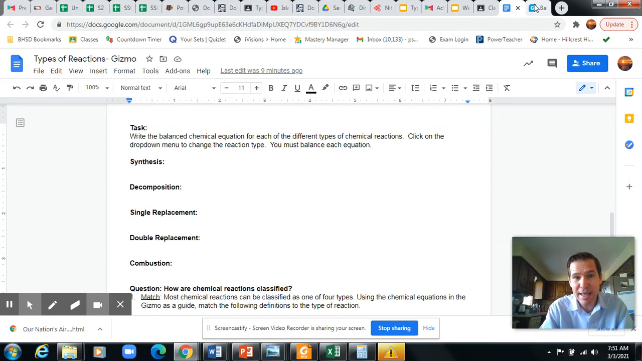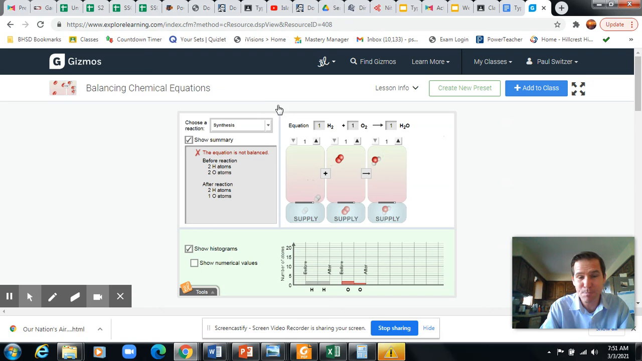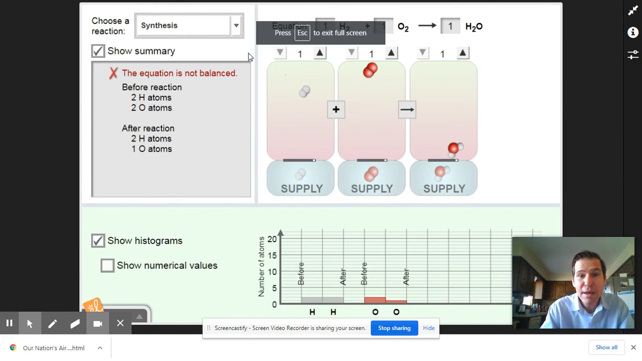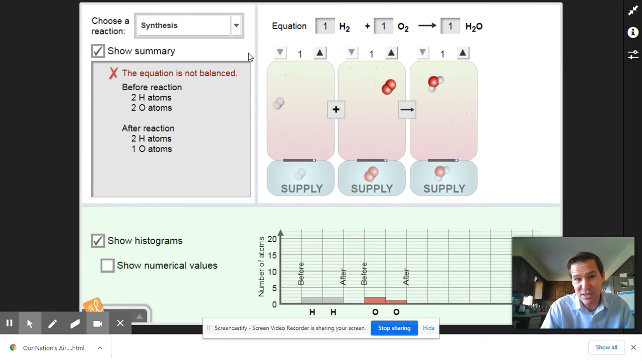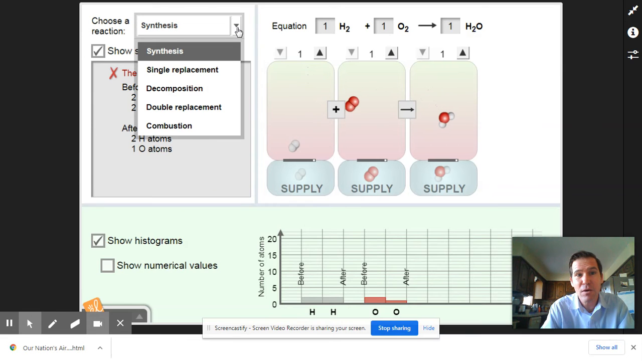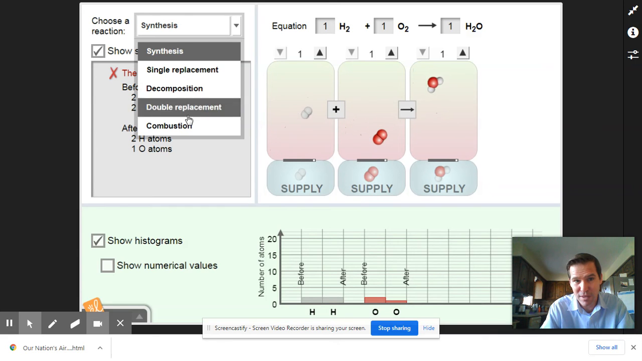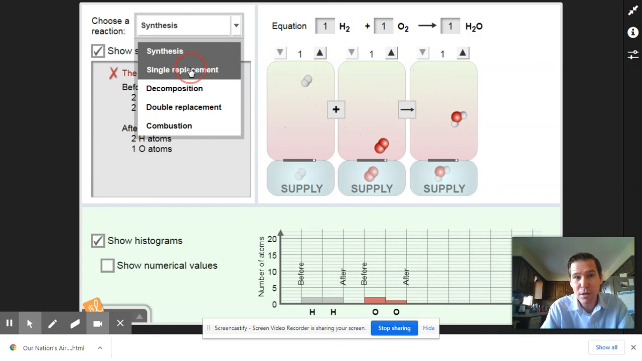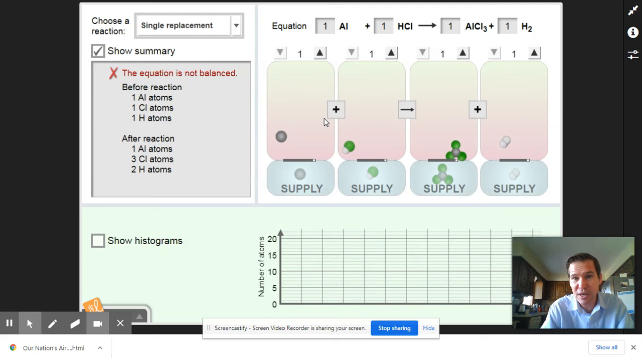In order to get a synthesis, decomposition, you're going to go here to your drop-down menu. The first one, you'll have actually already done, the synthesis one. So really, the synthesis one is just recopying what you did. Then go here to the drop-down menu. Here's single, decomposition, double, and combustion. So here's all 5 of them. When you want to do single, here's your single. You'll have to balance this.